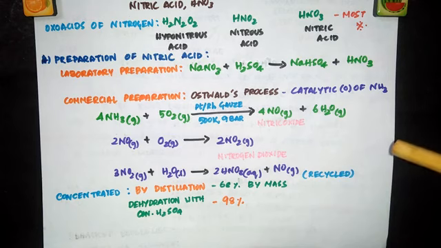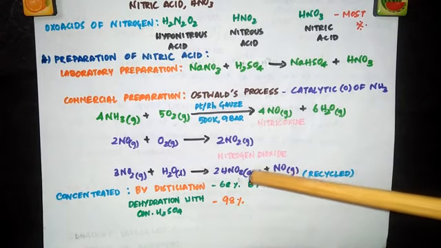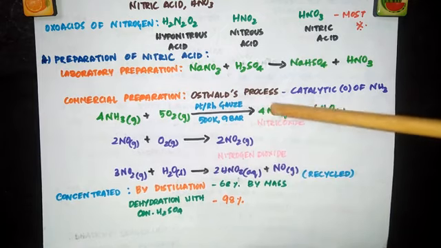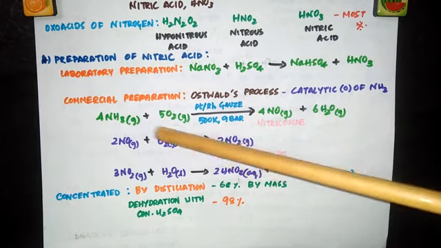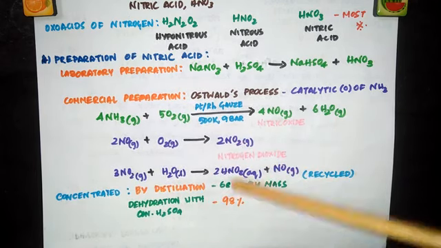aqueous HNO3 can be concentrated by distillation up to 68% by mass. So you can concentrate this aqueous nitric acid by distillation, and you will get 68% by mass. When you dehydrate this nitric acid further with concentrated sulfuric acid, then you will get 98% concentration of nitric acid. So you are getting pure nitric acid. As I told you, this NO you got here can be recycled, and again you can go through this process: NO reacting with oxygen to give you nitrogen dioxide and dissolving that nitrogen dioxide in water to give nitric acid.